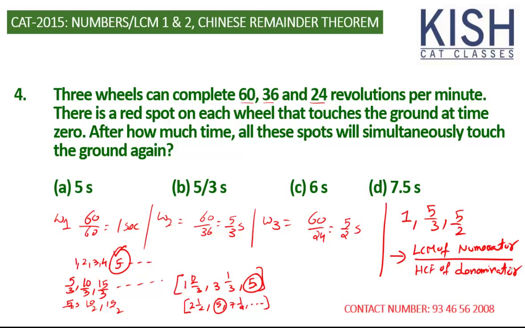Now here, the first one we can write as 1 by 1. Now what is the LCM of the numerator? That is 5. HCF of denominator is 1. So 5 by 1, that's going to be 5. So it will take 5 seconds.